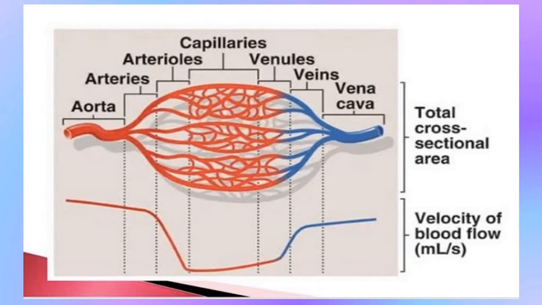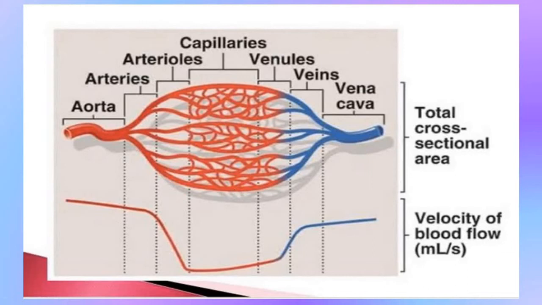In this figure, you can see the total cross-sectional area of different vessels and the velocity of blood. You can see that the aorta's cross-sectional area is less as compared to arteries, and then arteries break up into arterioles. As arteries break up into arterioles, the total cross-sectional area increases. And when arterioles break up into capillaries, which are the fine branching of the arterioles, the total cross-sectional area further increases. As a result, as the cross-sectional area increases, the rate of flow of blood decreases.